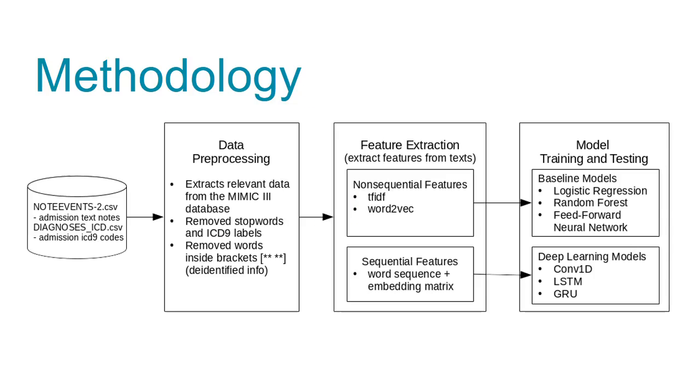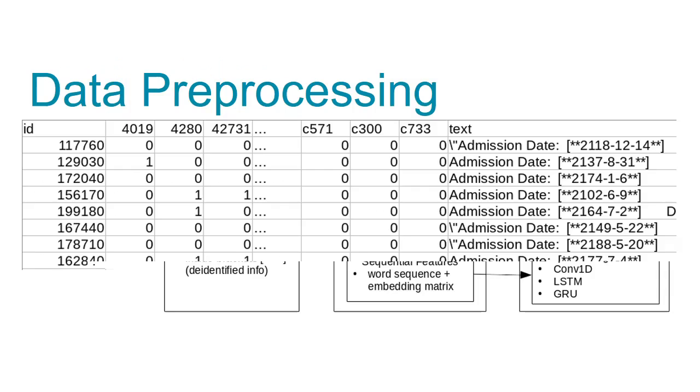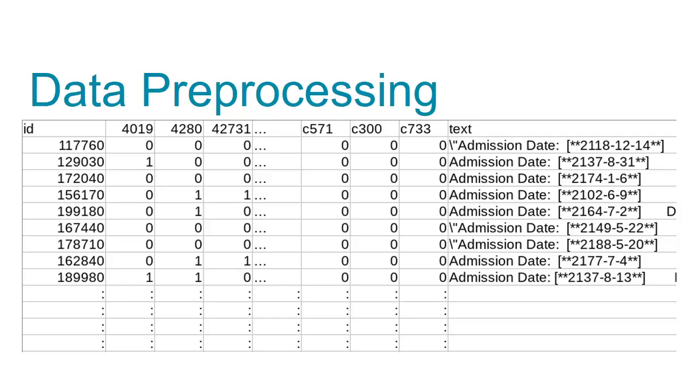Here's an overview of our methodology. First, we will do some data pre-processing, followed by feature extraction, and then lastly some model training and testing. Note that we'll limit our problem here into classifying only the top 10 or top 50 ICD-9 codes or ICD-9 categories. For the data pre-processing, we extracted the relevant data from the MIMIC database. We removed the stop words and matched the corresponding label for each hospital admission.